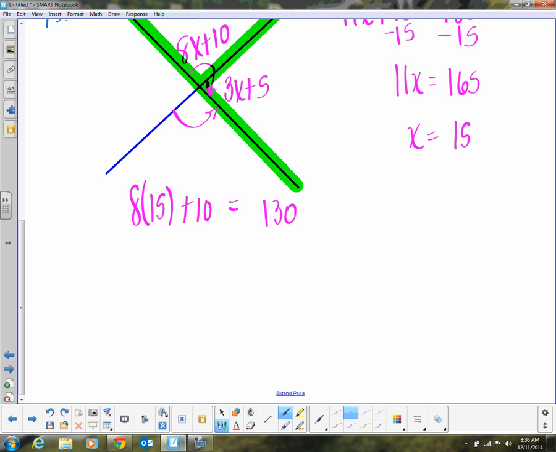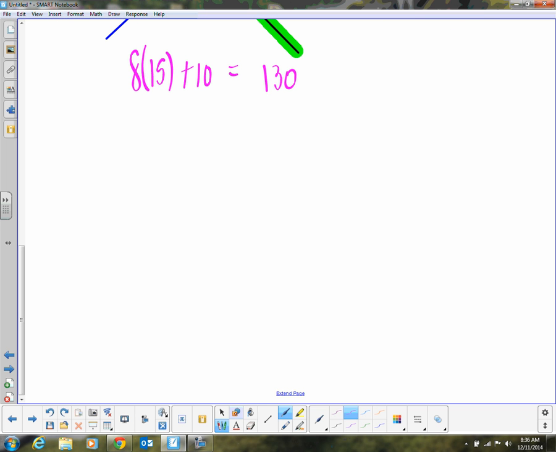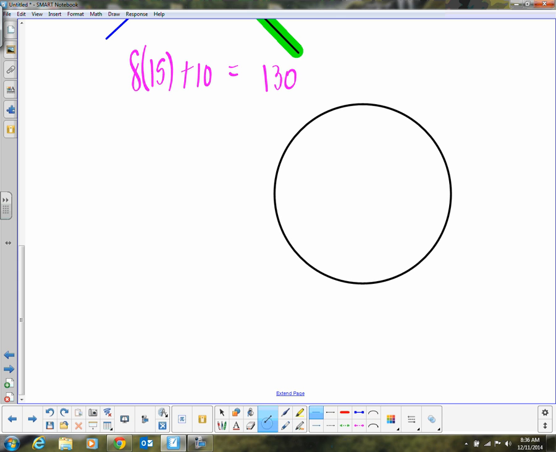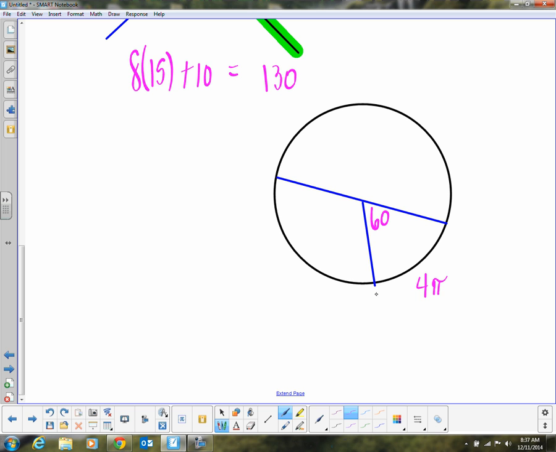Number 12, we're back to circles. Again, 1/3 of your exam is circles. We finished circles? All right, you ready? Listen carefully because the same issue as before is going to come up again.